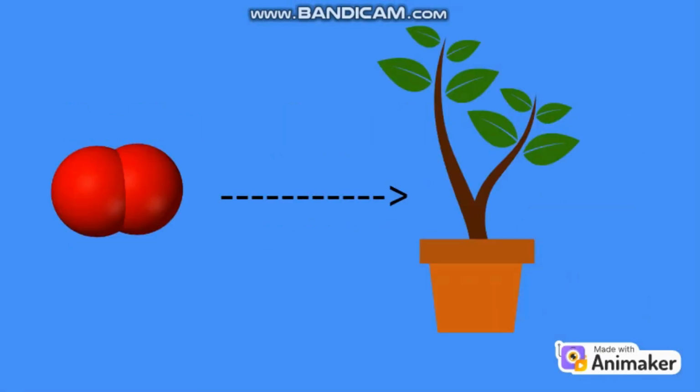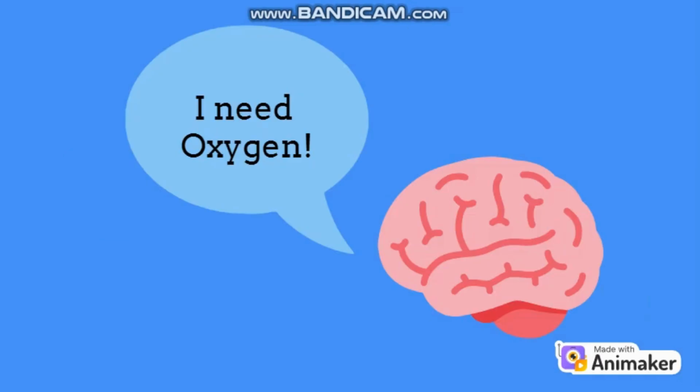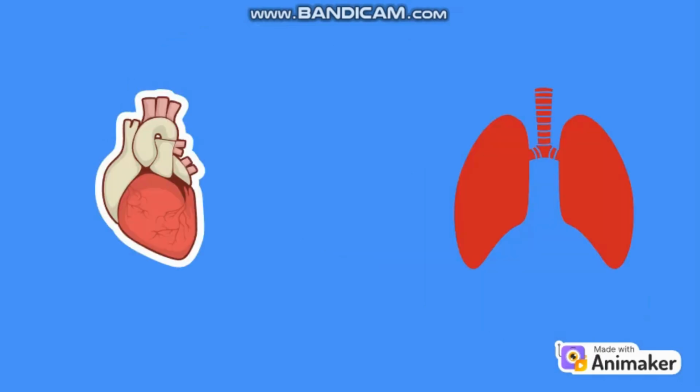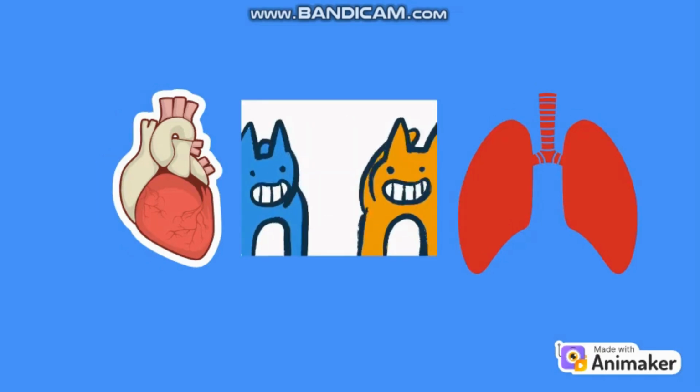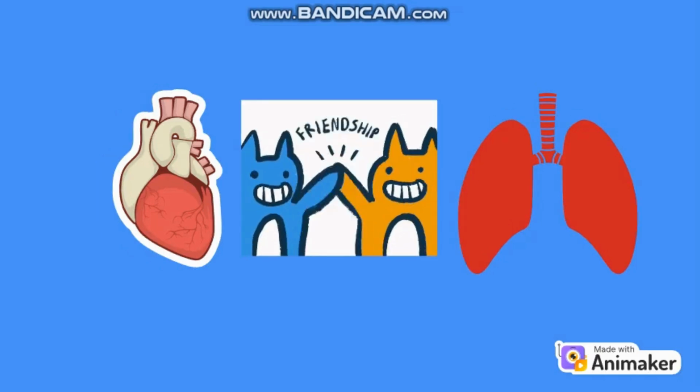Oxygen is needed in almost all living things, and your internal organs and tissues all require a constant supply of oxygen in order for them to function. Luckily, you have your respiratory system and cardiovascular system to supply that oxygen. These systems, being your heart and lungs, work together like best friends to sustain everyday life.